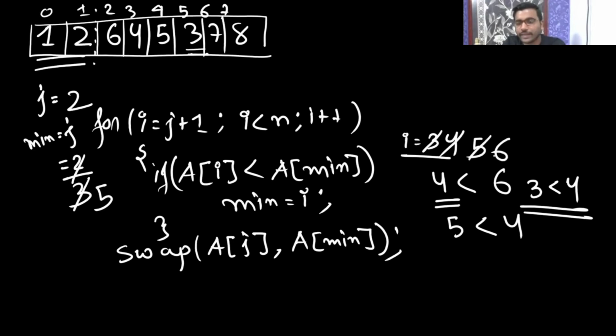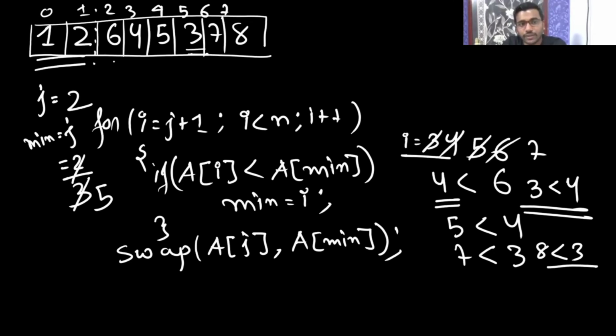Now i will increment to 6. 6 is your 7. Is 7 smaller than 3? No. i again increments to 7. So a of 7 is your 8. Is 8 smaller than 3? No. So after the iteration, you find that the min value is at index 5. Now swap a of j.